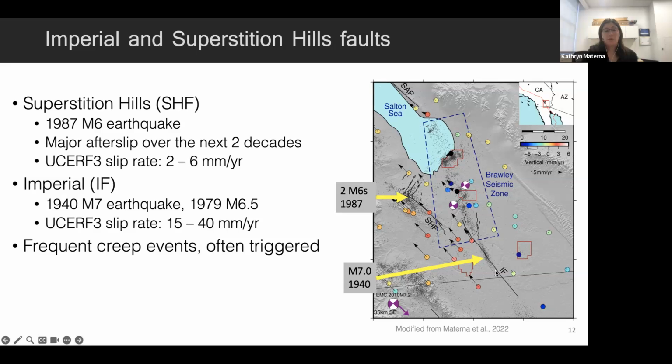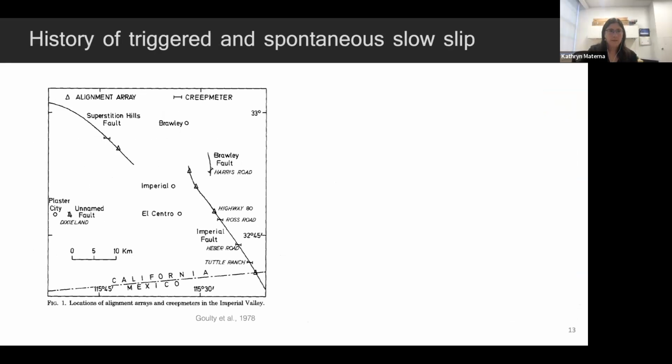Both of these faults experience creep events frequently. An important thing to know about some creep events is that some of them are triggered by regional earthquakes and some of them are spontaneous. I'm not going to go into every single creep event that has happened on each of these faults, but there is a well-recorded history of triggered and spontaneous slow slip events, or creep events, on both of these faults.